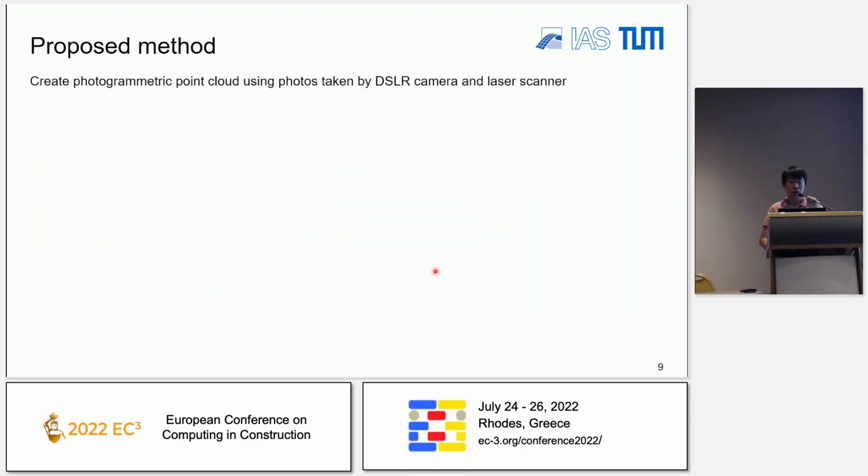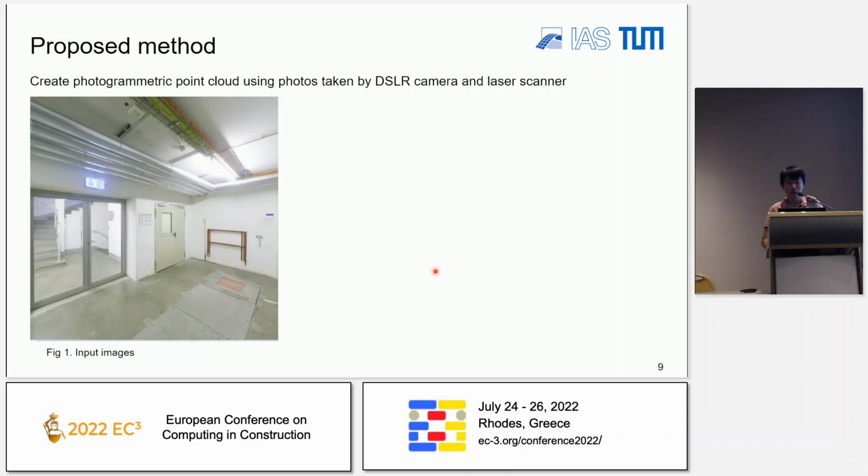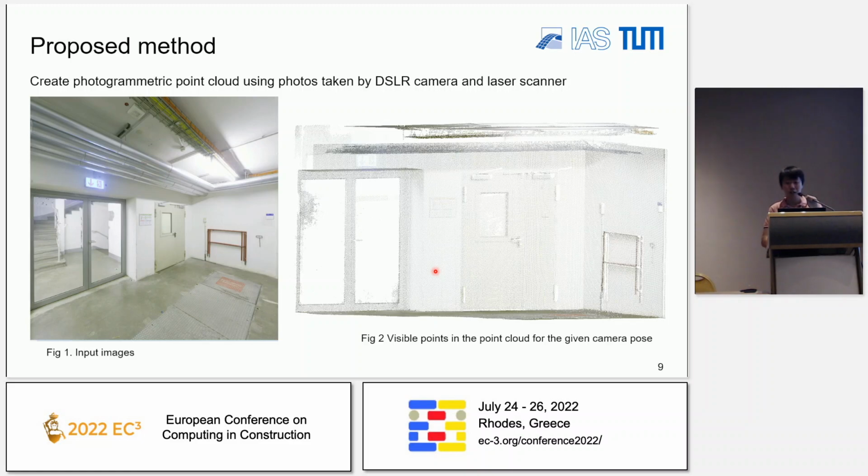The registration of the images taken by camera to the 3D space is pretty good. For example, here is one photo taken on the ground floor or underground floor in our campus. And here are the visible points at the given camera pose, which is estimated by the photogrammetric process. As we can see, they matched pretty well, I would say. You can see here is the door frame, and the visible points at the given camera pose, and even a door stand here. I would say this registration process works pretty well.